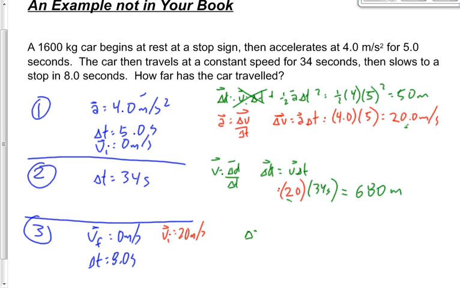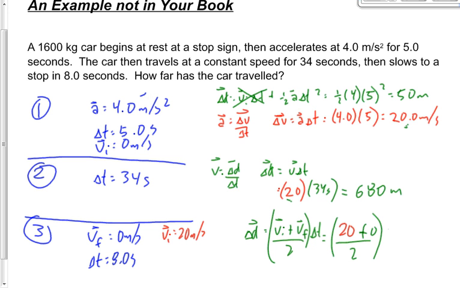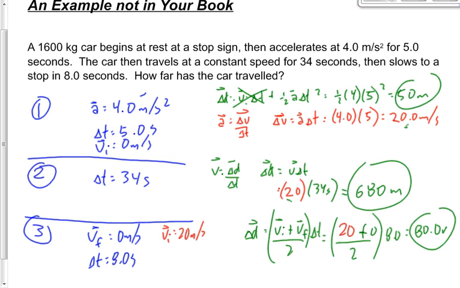Now let's say d is equal to Vi plus Vf over 2 times T. We've got 20 plus 0 over 2 times a time of 8 seconds. It's going to give me 80 meters. Now all we have to do is add these up. 50 plus 680 plus 80. 810 meters. That's tricky, hey? That's tricky.